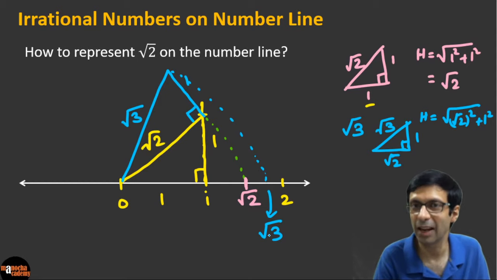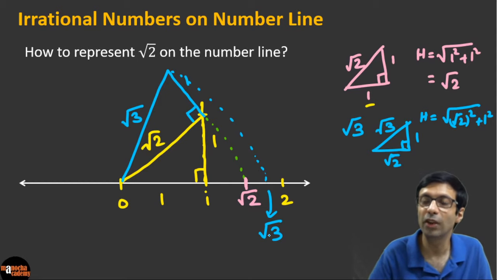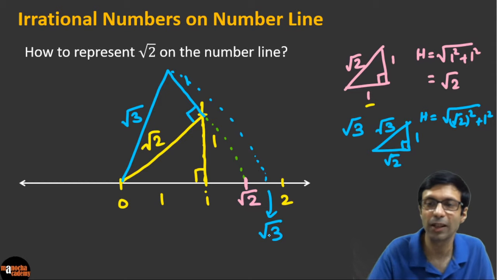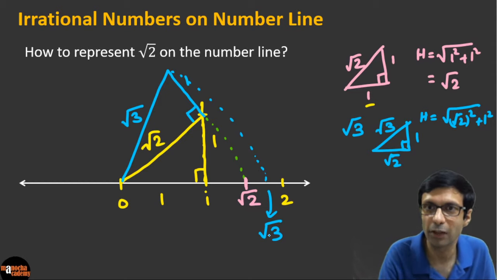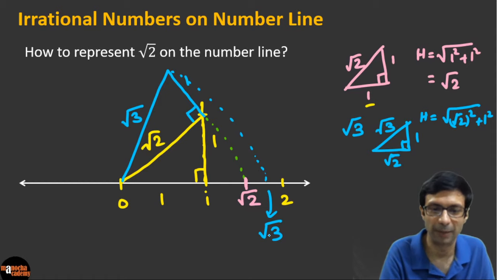We are using Pythagoras theorem because root 2 and root 3 are non-terminating, non-recurring decimal numbers, right? You can't calculate them accurately. So we are using geometry to plot them on the number line, okay?